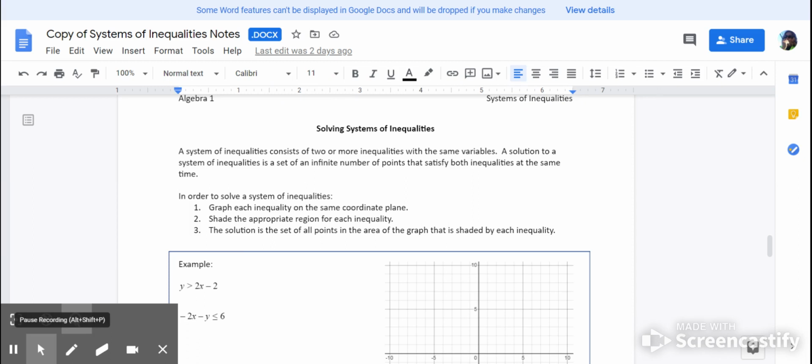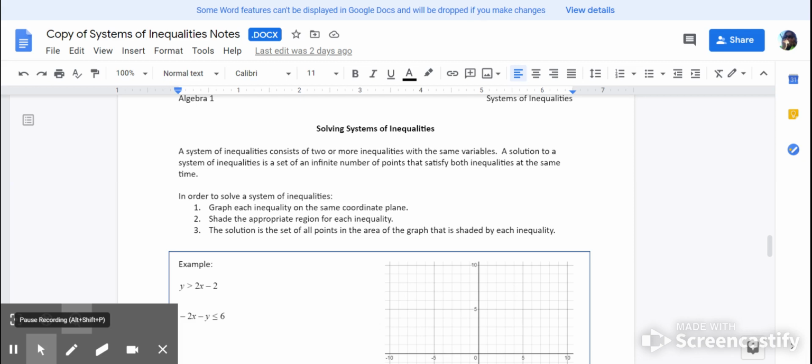So we solve systems of inequalities. This is when we have two different inequalities graphed on the same plane. And just like for a system of equations, we were looking for the intersection point of the two lines. We're still looking for the intersection point, but we're looking for the intersection of the whole set. So step one is to graph each inequality on the same graph, then shade the appropriate area for both, and then the solution is where the shaded regions intersect.